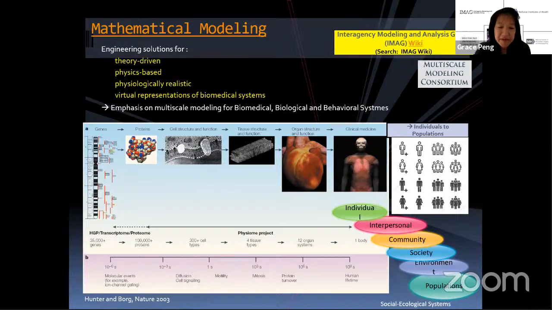There are many breakout groups, working groups and other special interest groups for people to discuss important issues around methodologies, multi-scale modeling methodologies for multiple domains.